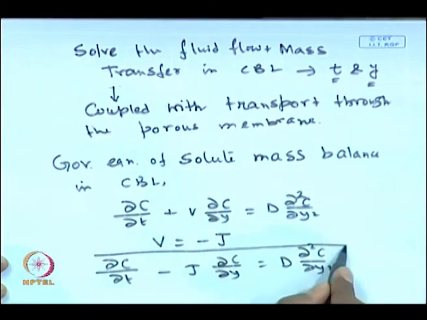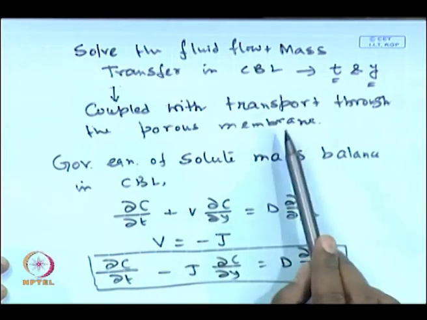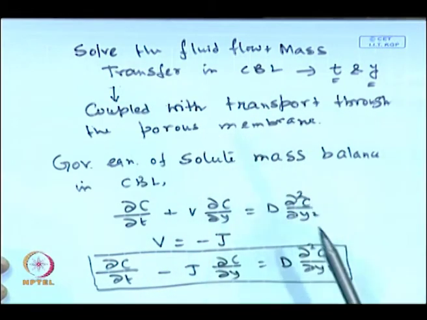This equation has to be solved along with its initial and boundary conditions in order to get C, the concentration within the mass transfer boundary layer, as a function of y and t. Then that has to be evaluated at y is equal to 0, that is at the membrane surface, and that has to be hooked up with the transport law through the porous membrane or the Darcy's law. It will be giving you a prediction of the permeate flux, how it varies with time. Okay. So, that is the idea.